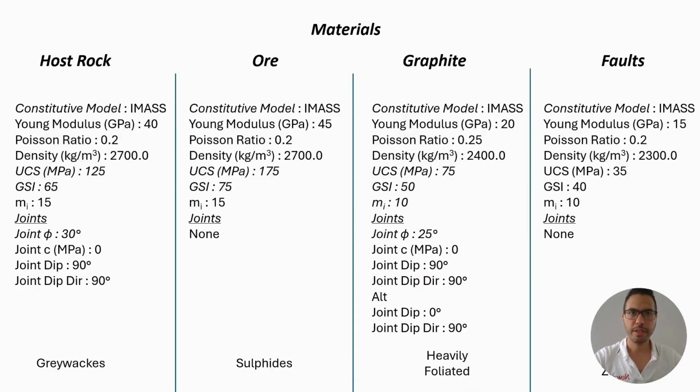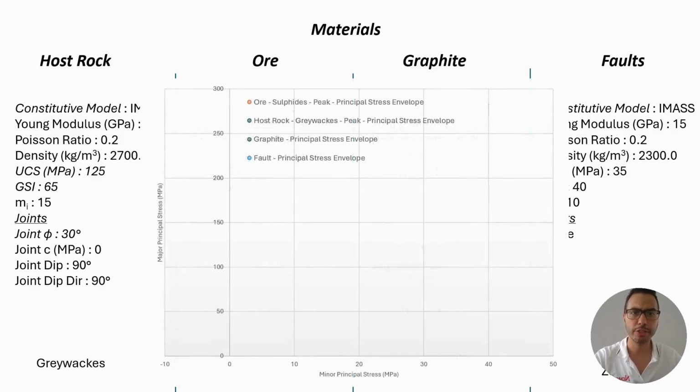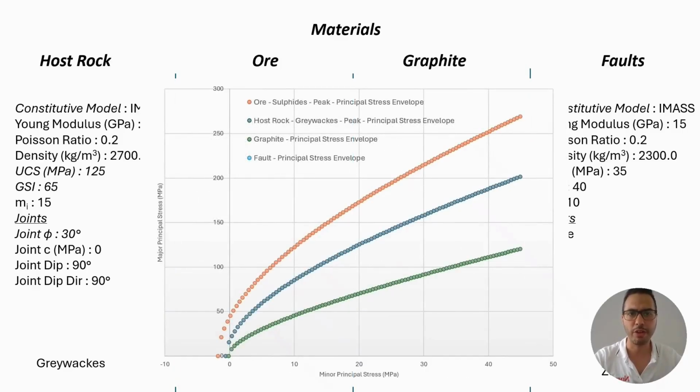For the different materials used in this example, we have four units: host rock, ore, graphite, and faults. One important note is that the host rock and graphite are characterized by implicit formulation of joints in FLAC3D. We model two distributions, vertical and horizontal joints. If we put the peak graphs of these units in one graph, we get this figure. You'll notice that the ore is the most competent unit, whereas the fault is the least competent unit.